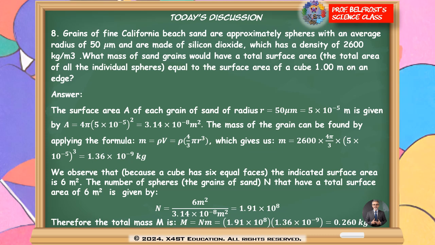And we know that the mass of a grain can be found by the formula m equals rho times volume. The volume is that of a sphere, and it gives us 1.36 times 10 to the minus 9 kilograms. We observe that because the cube has 6 equal faces, the surface area is 6 times 1 square meter, which is 6 square meters. The number of spheres that have this total surface area will be N equals 6 over 3.14 times 10 to the minus 8, which gives us 1.91 times 10 to the 8. It means that the total mass is just the product of this N and the m for each grain, which gives us about 0.260 kilograms. Very simple.